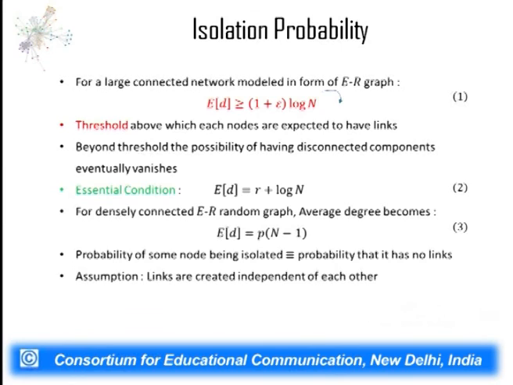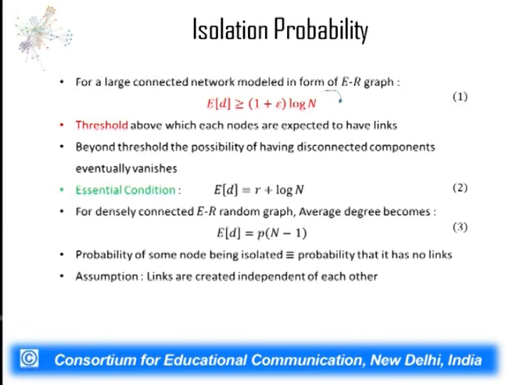So, if we write it in a different way, we can say that one essential condition for this is the expected degree equal to r plus log n. And for a denser network, we already know that the expected degree is what? It is p into (n minus 1), and for larger n, if we take out one node from it, it will not matter. So, it is almost equal to Pn or Np, whatever. So, we have these two formulas.